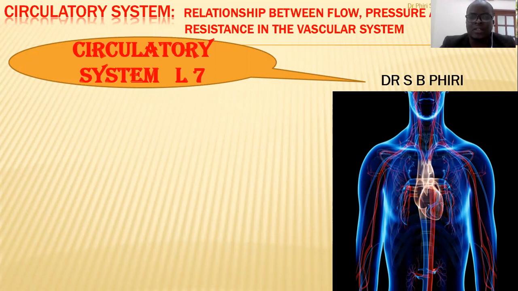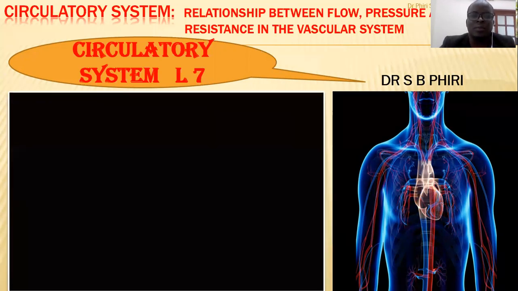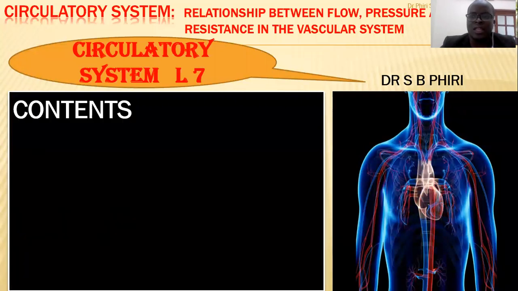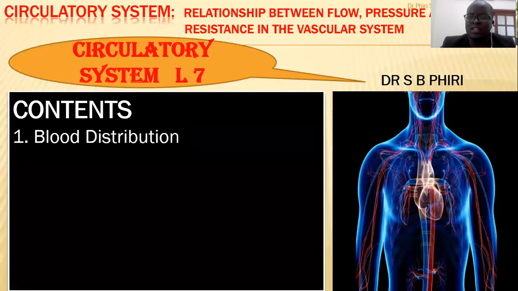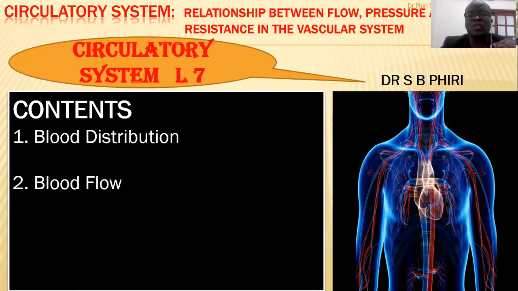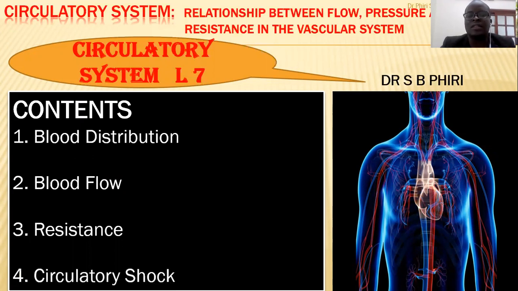So at the end of this lecture, you should be able to know the following things that we are going to cover. You should be able to understand the blood distribution and also the blood flow. Then we're also going to look at resistance and the circulatory shock. At the end of this class, you should be able to describe these things that I've listed here. So without wasting much of the time, let's just go into the blood distribution.